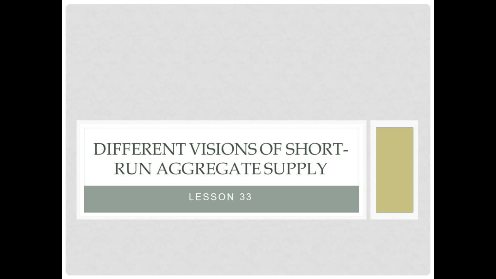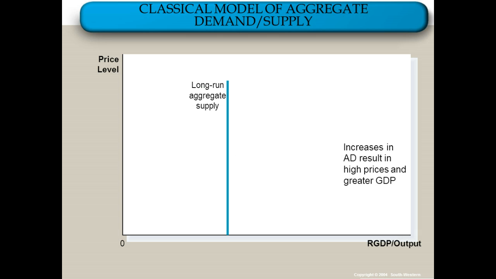To illustrate that, I want to talk about something that I'm calling the different visions of the short run aggregate supply curve. Let's remember what we've looked at so far this year. If you look at the top of the screen, it says the classical model of supply and aggregate demand. Well, the first thing is we have a long run aggregate supply curve.